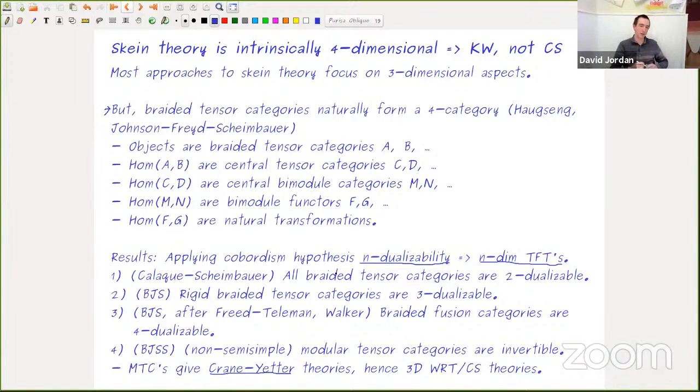Right, thank you for that question. Something that people have known for a long time, in a somewhat folkloric sense, is that modular tensor categories define invertible 4-dimensional theories, not 3, but 4. These are the Crane-Yetter theories. For semi-simple modular tensor categories, for 4-manifolds, you can write down an explicit state sum description.